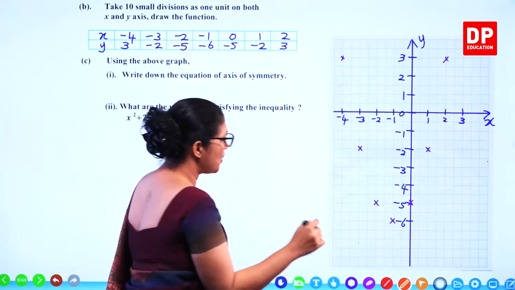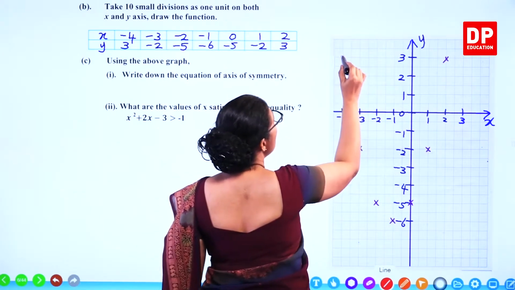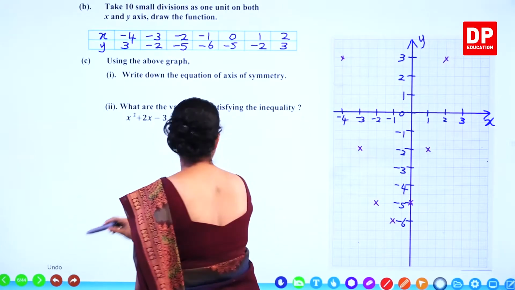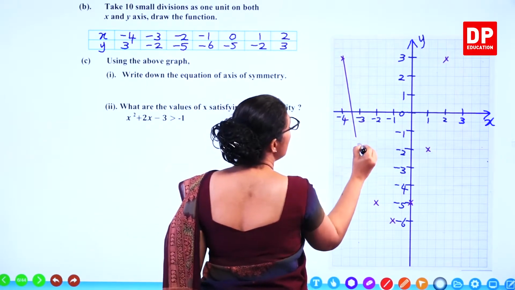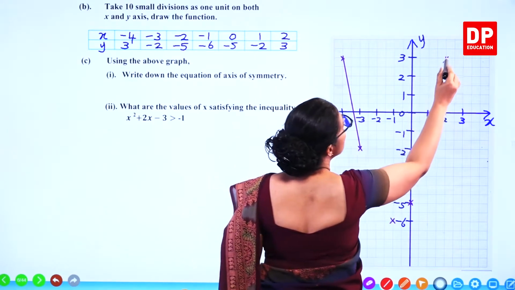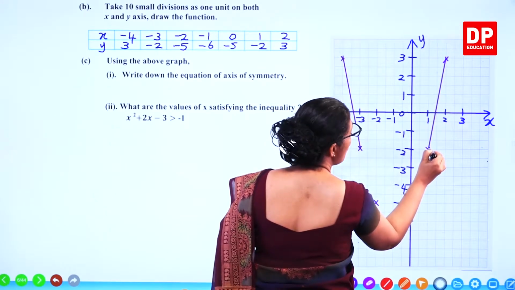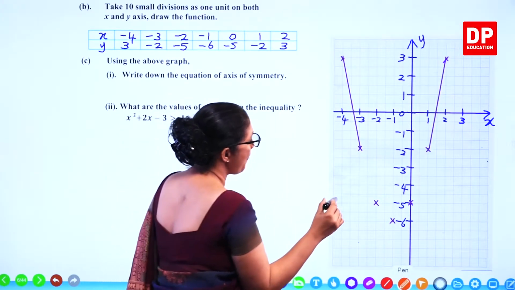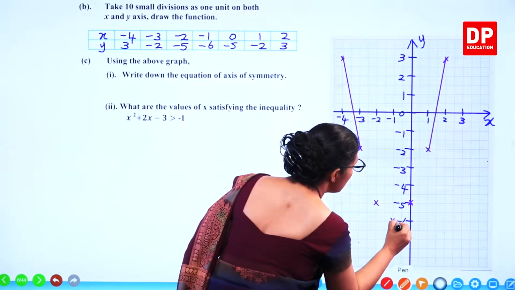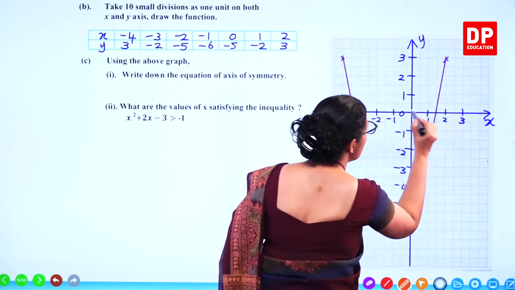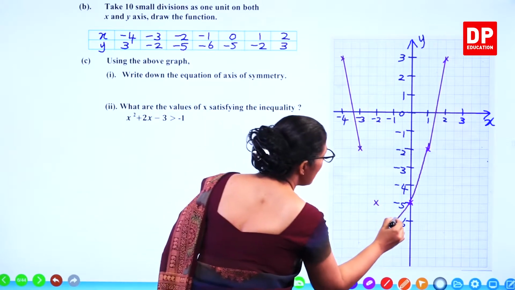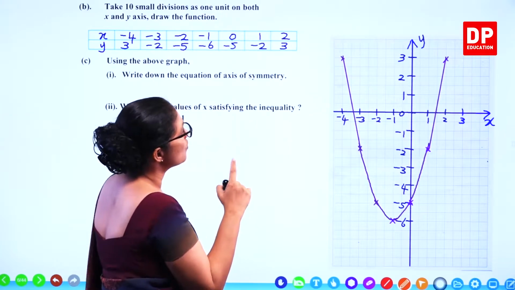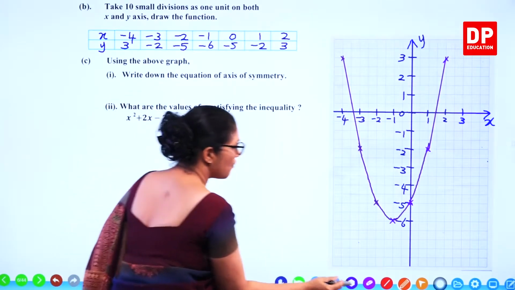Now we have to connect the points. So we'll take the ruler. Only for edges I can use the ruler, but not for the curve part. Only here I can use the ruler to connect these 2 points. That's all. Then you have to smoothly connect the points. So here, this is the vertex. So we'll smoothly connect here and smoothly connect this way. So this is the quadratic graph.